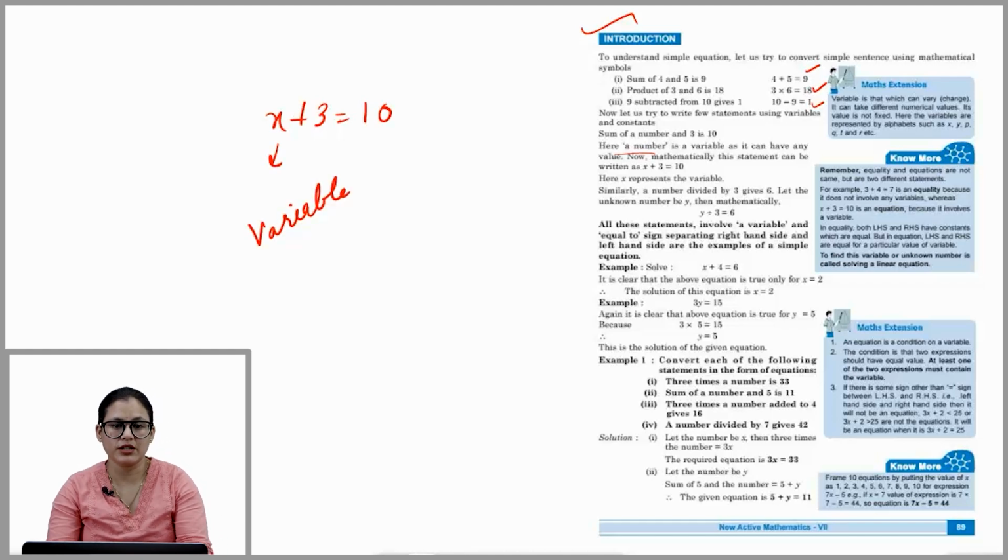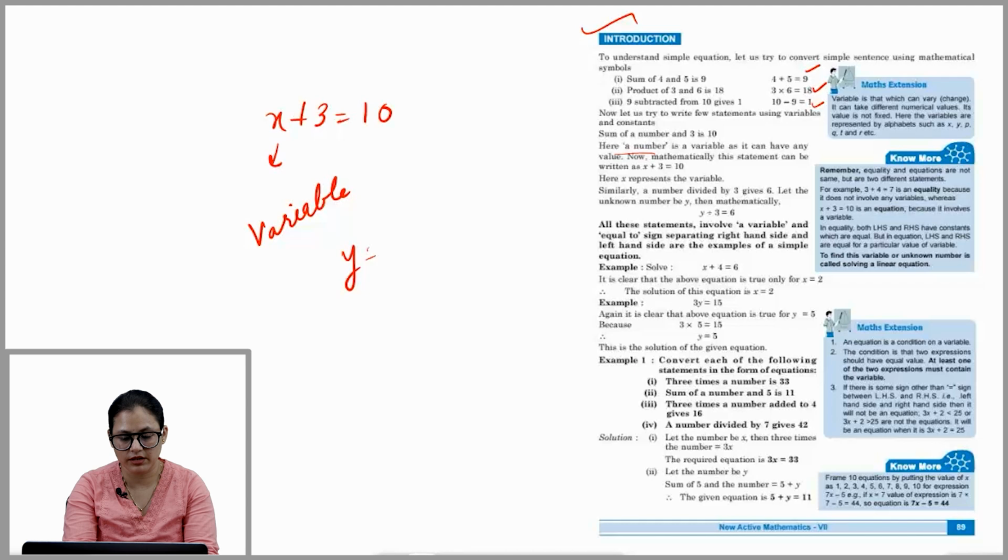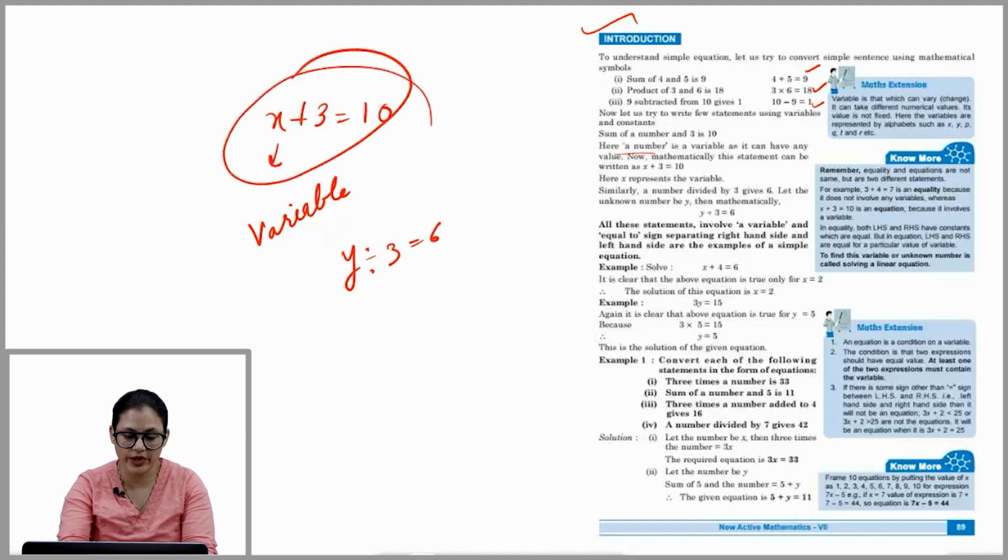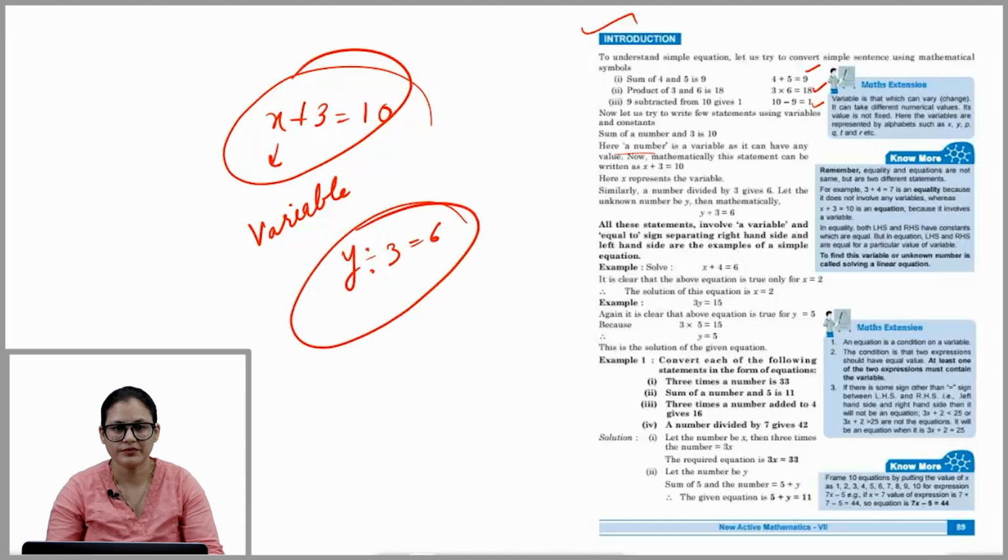Similarly, a number divided by 3 gives 6. Let the unknown number be y, then mathematically, a number which is divided by 3 gives answer 6. Okay, so these are the equations, right?